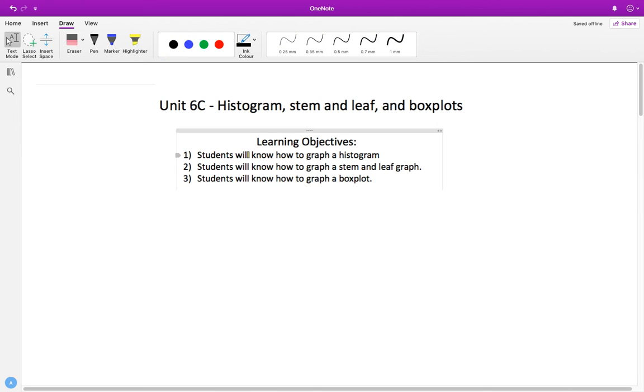So I did split up our last video into two separate videos. So for this one, 6C, although it has the same title, we're only going to be focusing on box plots right now. Our learning objective from this video will be to know how to graph a box plot.